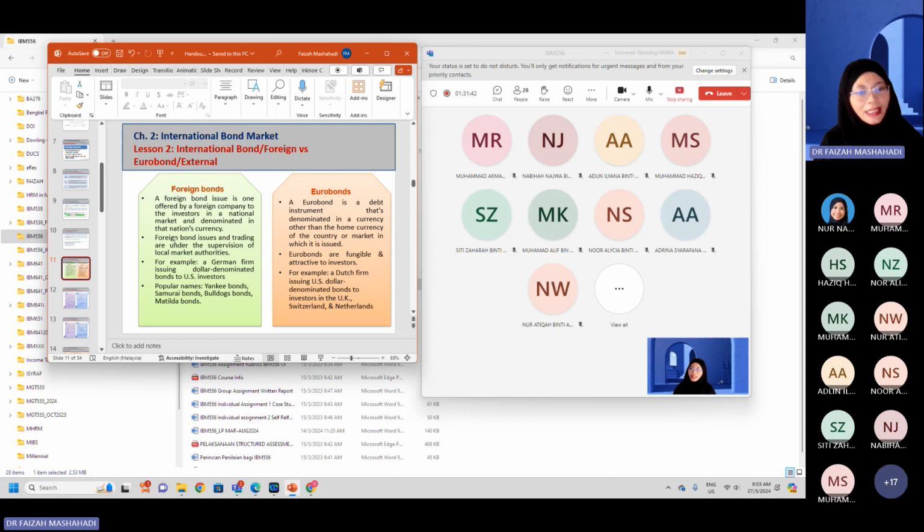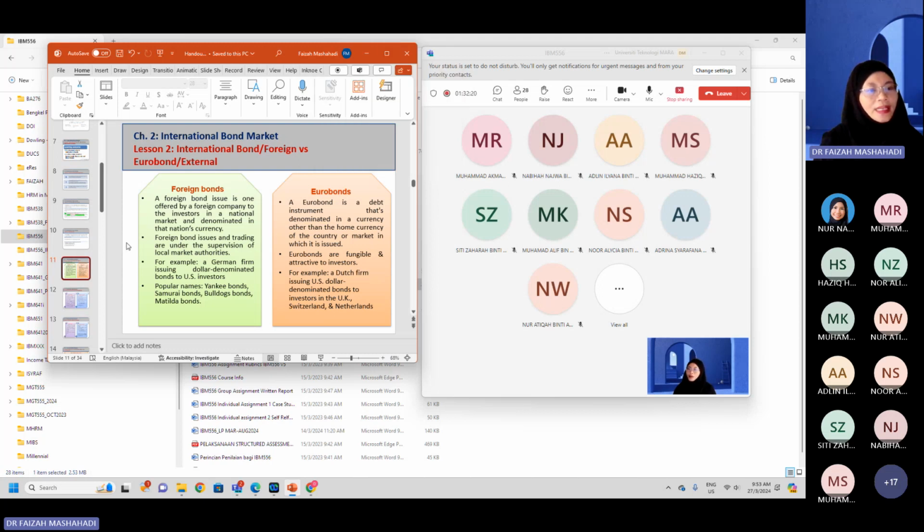Alright, Euro bond by definition kita dah cerita tadi. What is Euro bond? It must fulfill 2 criteria. The first one, it won't be denominated in the home currency of the issuer, and it won't be denominated in the currency of the market where the bonds is issued. All right, so we have that 2 criteria of Euro bonds or external bond, and we have foreign bond and international bond. Dia ada 2 nama. Okay. All right. For foreign bond, these are the specific criteria of foreign bond or international bond.